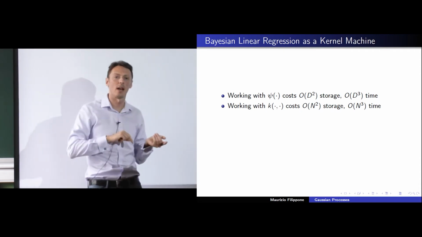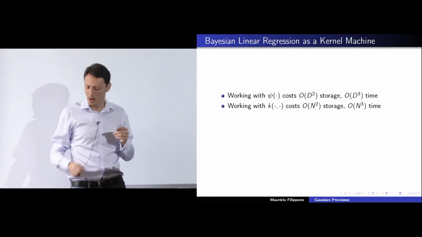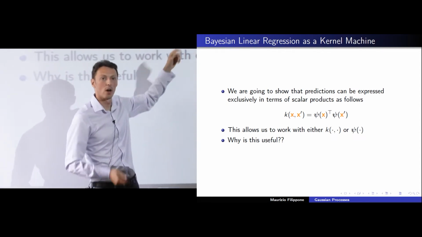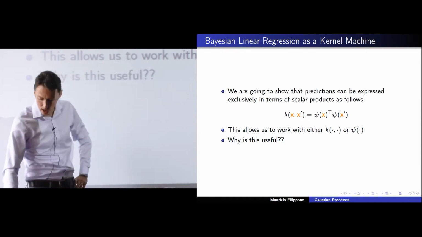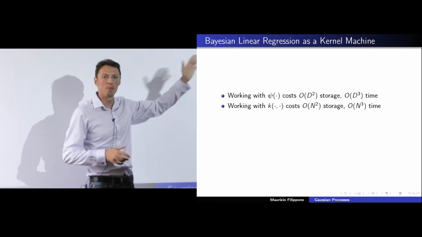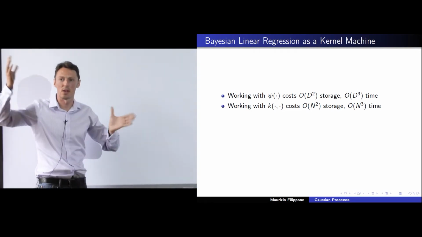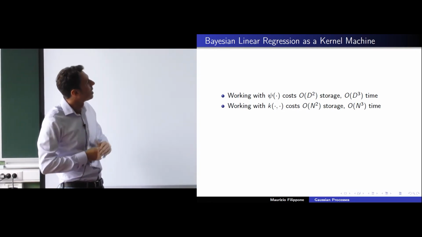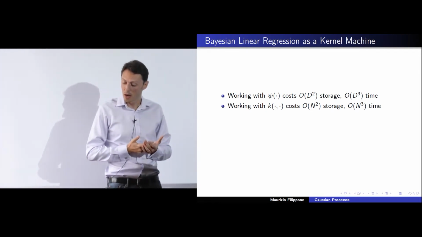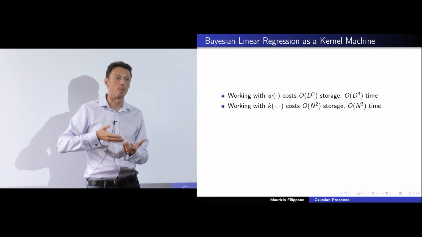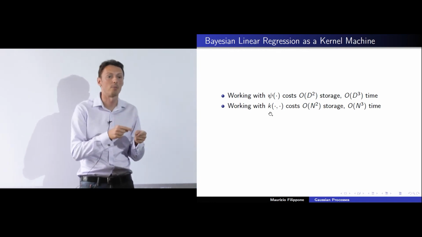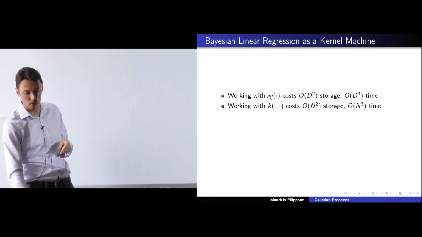If you work with K instead, what you're interested in is just storing K for any pairs of training points. And then this is going to cost you n cubed time. You need to do something with this n by n matrix, and also you have to store it. So first thing you could say, well, if d is greater than n, then probably you should think about working with K. But if d is smaller than n, then probably you should think about using the psi formulation.